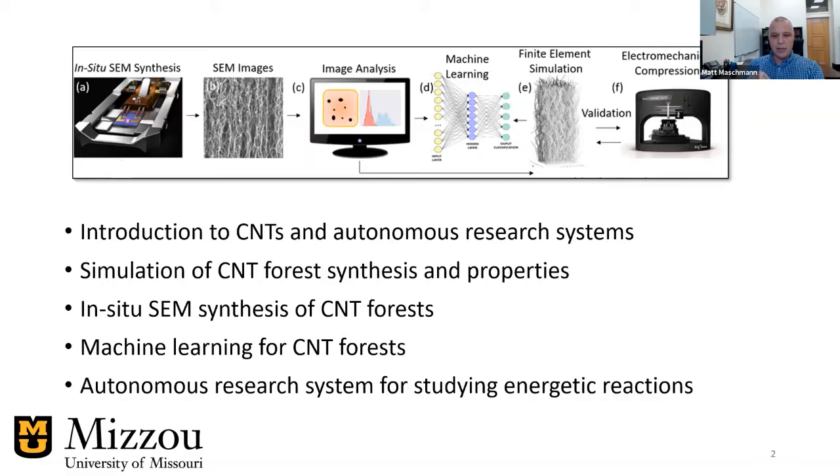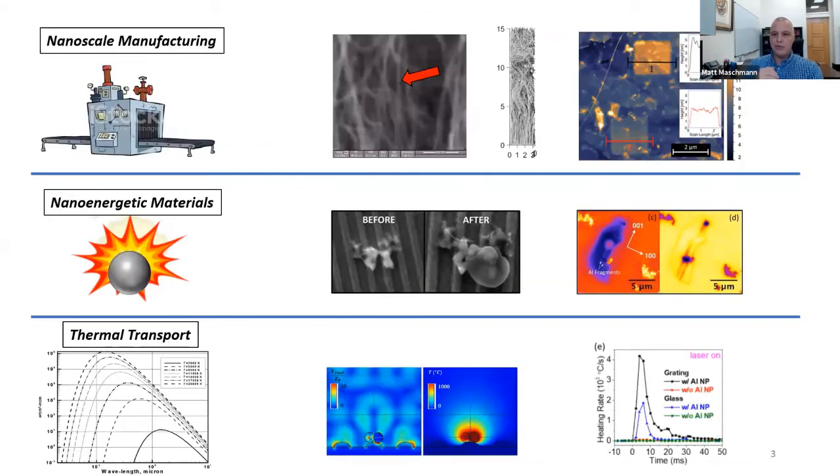Here's a brief introduction of what I'm going to talk about. I'm going to talk a little bit about CNTs in general, and then I'm going to talk about the elements of our system design. Those are simulation, in-situ growth of carbon nanotube forests, some of our initial machine learning, and then the vision towards autonomous research.